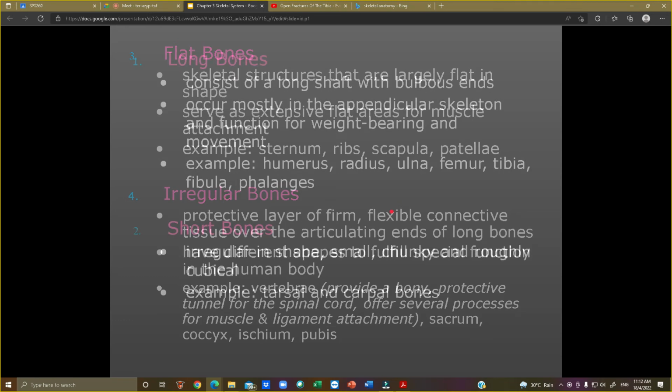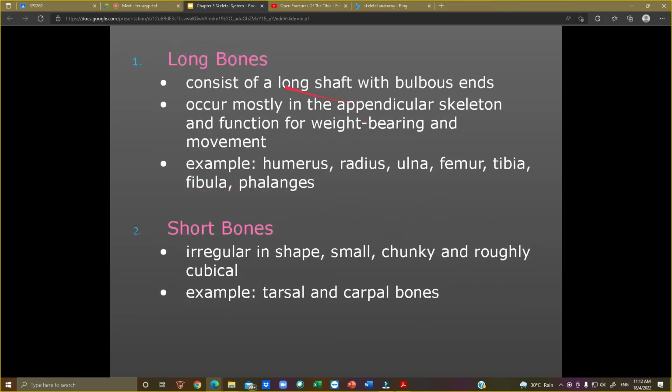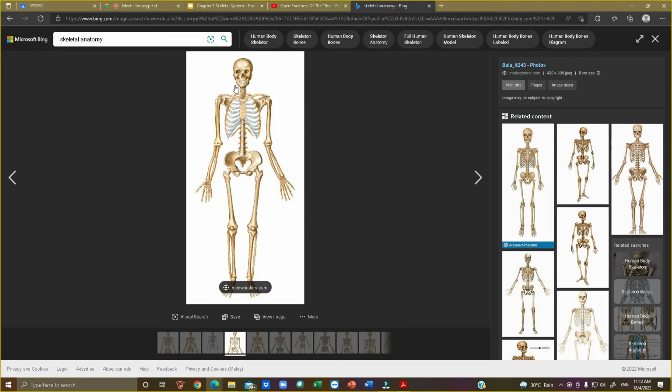Okay, tengok dia punya definition. Long bone consists of long shaft. Ada long shaft tak? Do you see any long shaft? Shaft ni maksud macam ni, bahagian tegak. This is shaft. Diaphysis tu, that is shaft.